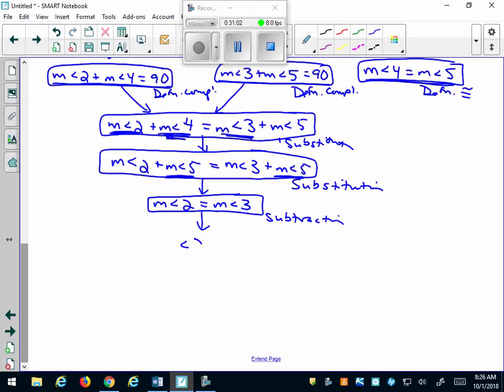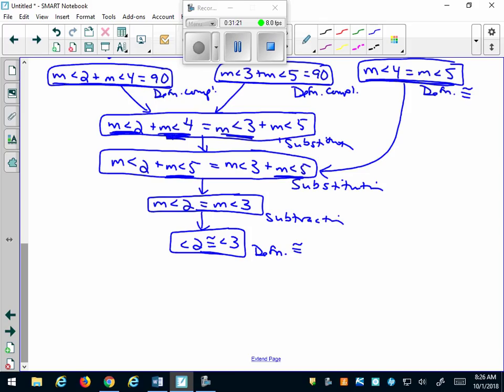And then angle 2 is congruent to angle 3, which is what we're trying to prove. And since we're just going from equals to congruence, it's just definition of congruent. We definitely would need an arrow right here because that's the substitution we used.